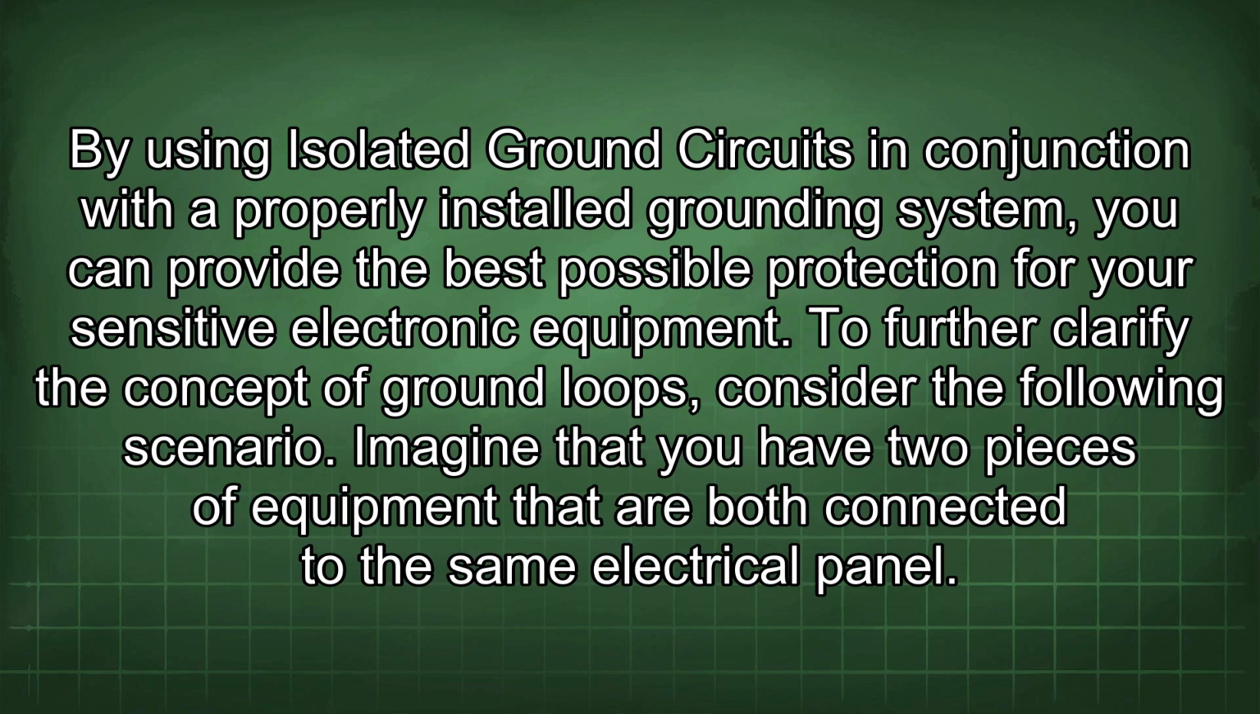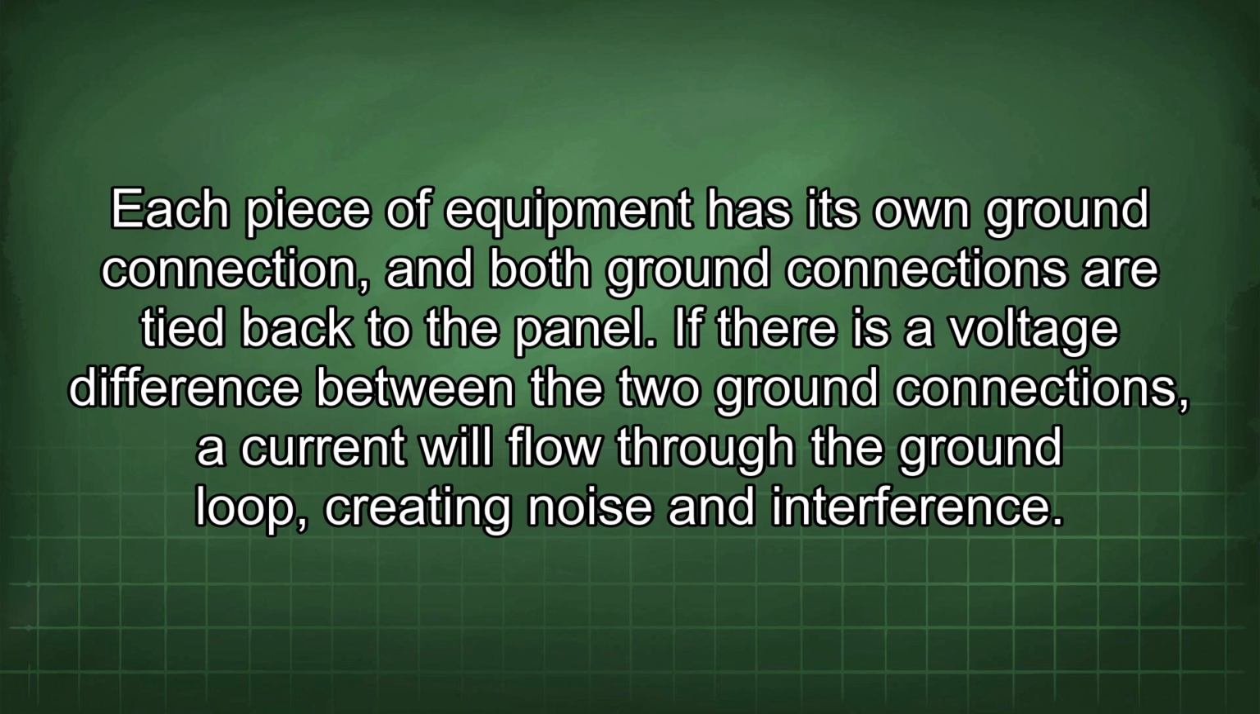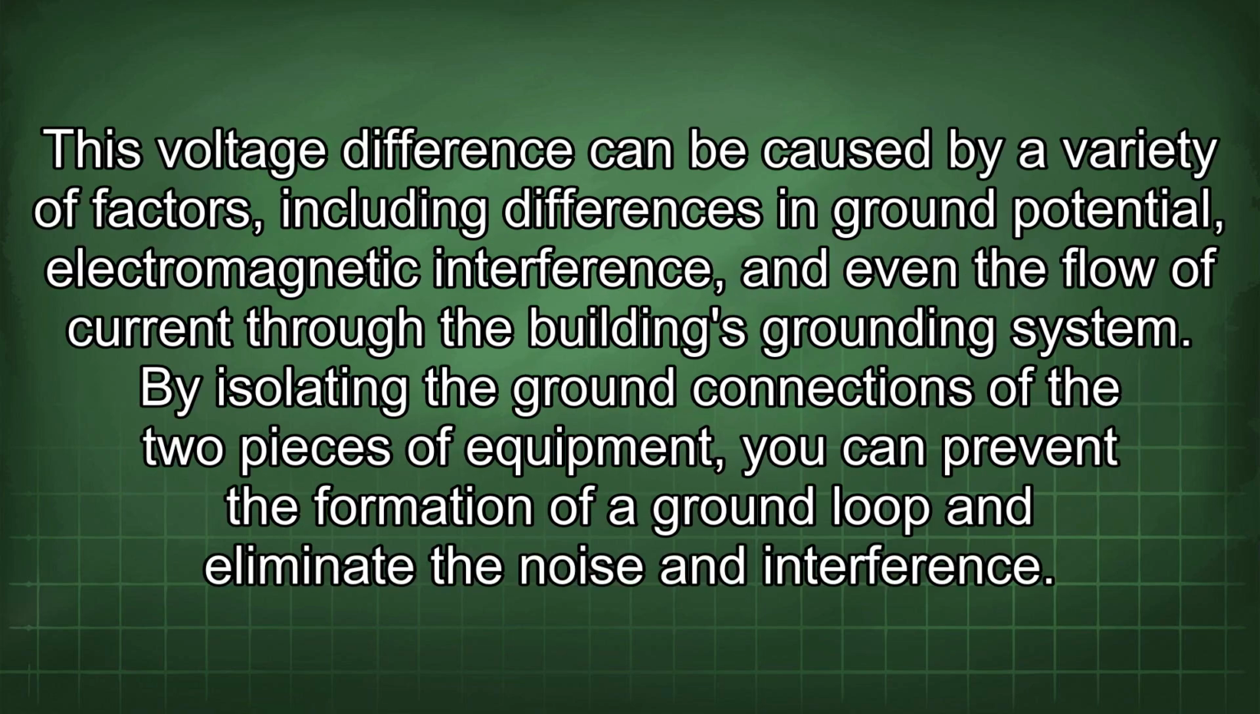Imagine that you have two pieces of equipment that are both connected to the same electrical panel. Each piece of equipment has its own ground connection, and both ground connections are tied back to the panel. If there is a voltage difference between the two ground connections, a current will flow through the ground loop, creating noise and interference. This voltage difference can be caused by a variety of factors, including differences in ground potential, electromagnetic interference, and even the flow of current through the building's grounding system.